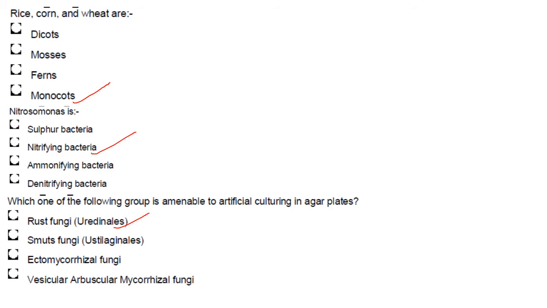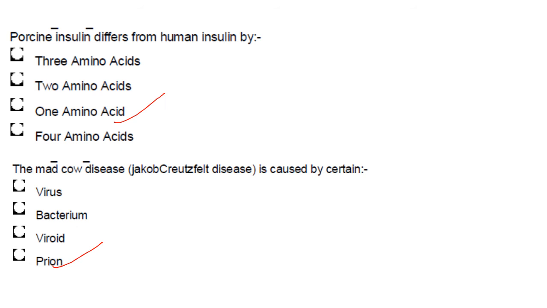Then next one. Which of the following groups is amenable to artificial culturing in agar plates? So the one which is amenable to artificial culturing in agar plates is rust fungi or Uredinales. Now next one. Porcine insulin differs from human insulin by only one amino acid. So answer is option C, one amino acid.